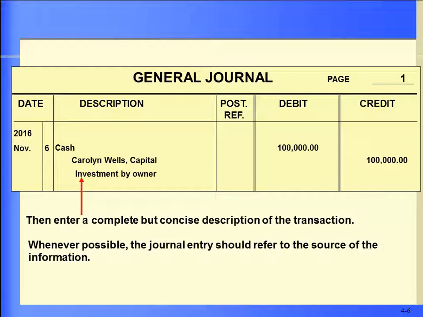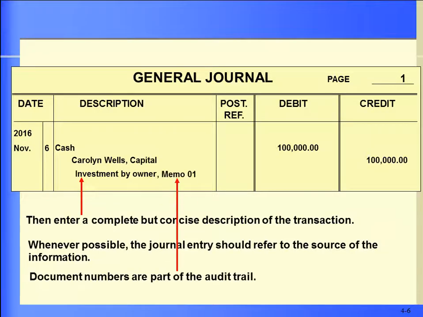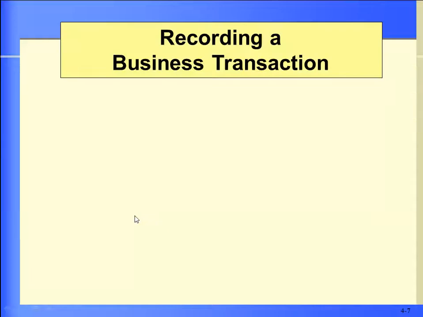So we should always refer to the source of information. So document numbers are part of the audit trail, like I mentioned before, memo 01. So I would say that's the least important to remember. Just keep in mind that we want to have a debit, a credit, and their respective amounts, and a little explanation here about what's going on.